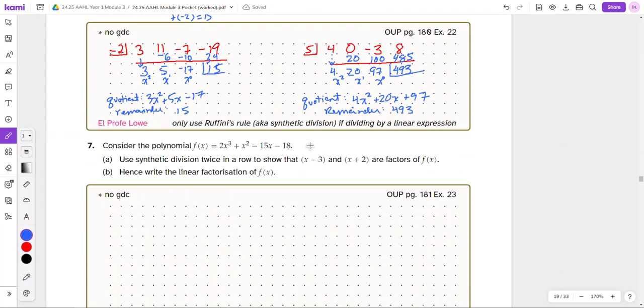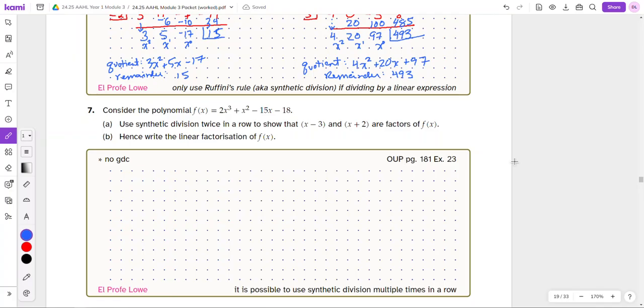It is possible for us to use Ruffini's rule multiple times in a row. So here we have a polynomial and it happens to be cubic, and we're going to say, hey, use synthetic division twice in a row to show x minus 3 and x plus 2 are factors of f of x. Right, so I'll get set up with the x minus 3.